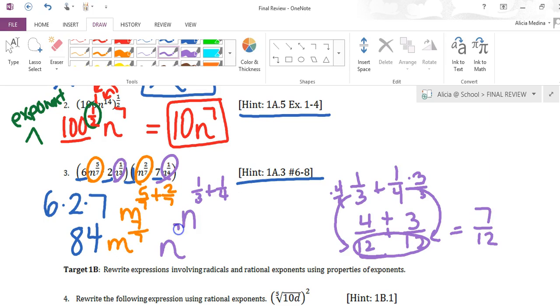Again, if you want to put it in your calculator, feel free to. You don't get any extra points if you do it by hand. Alright, so my final answer then, 84. M to the 1st power, n to the 7/2.